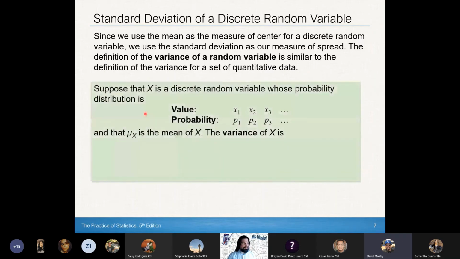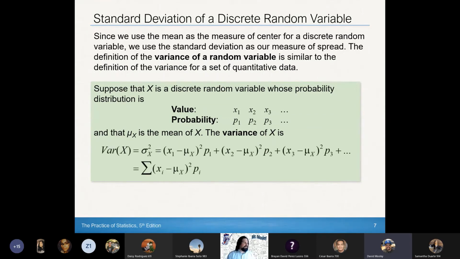Right, similar kind of thing happens here. Suppose that X is a discrete random variable whose probability distribution is given between values and probabilities, and that mu sub X is the mean of X. The variance of X is given with the following crazy formula. Right, we can use this Var parentheses X, or we can use the notation sigma squared sub X, and this is lowercase sigma, equals the difference between first outcome minus the average squared times the probability of the first outcome. So again, we have this multiplying by the probability of a given outcome that occurs in the variance, just like it did in the mean.